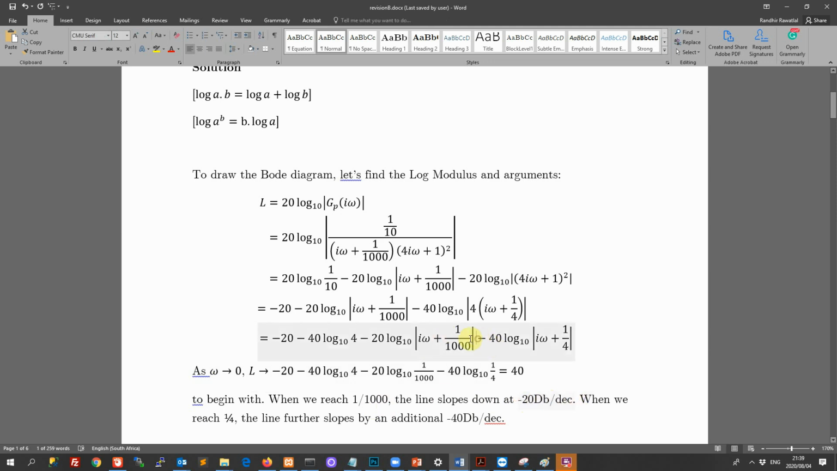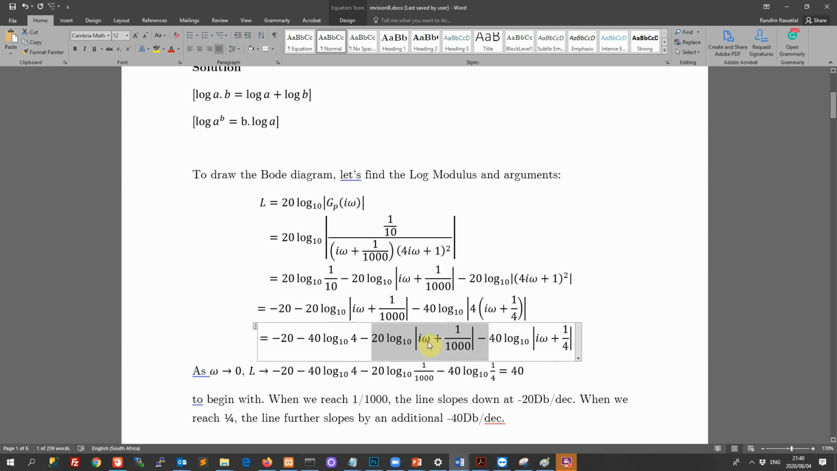So here we are talking about this contribution. We've already said this part plus the omega equals 0 part. So it's starting at 40, and then as omega increases, these terms become more important, and the first contribution we get is from this term. At 1 over 1,000, the line starts to get a big contribution from this term, and when it starts going past 1 over 1,000, then we start to get that for every factor of 10 here, right?